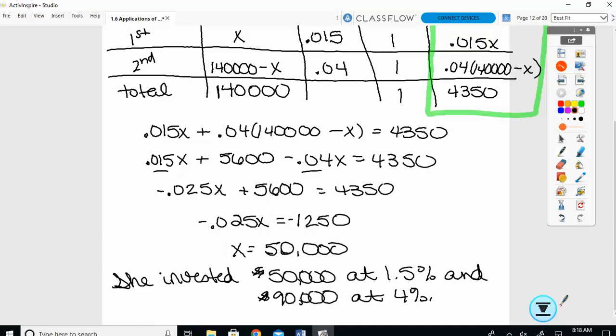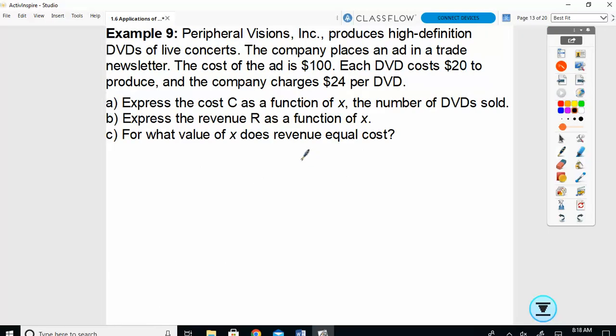So the next problem I want to do is a little bit different, but probably a little bit easier than what we have been doing. A company produces high-definition DVDs of live concerts. The company places an ad in a trade newsletter. The cost of the ad is $100. Each DVD costs $20 to produce, and the company charges $24 per DVD.